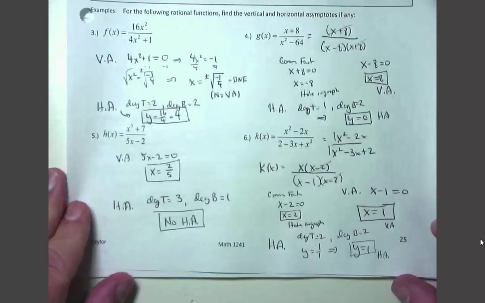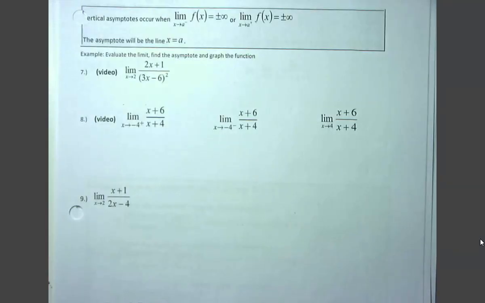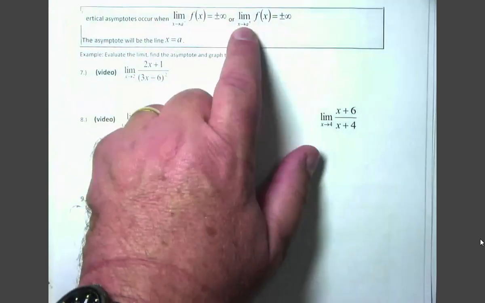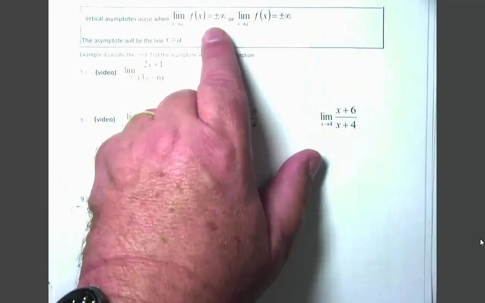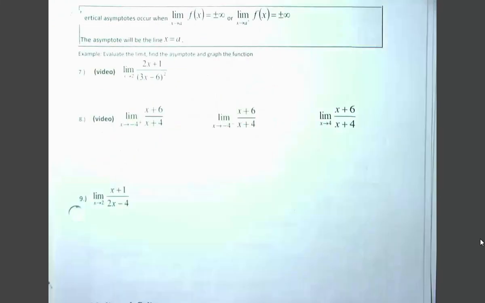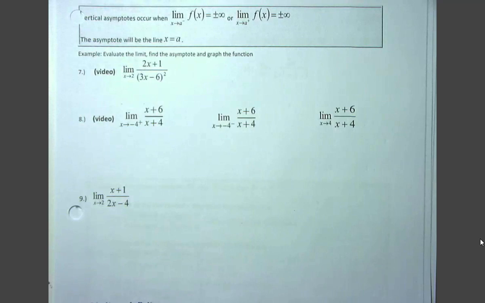But this is all algebra review. Let's go back and look at it from a limit perspective. From a limit perspective, the vertical asymptote occurs when the limit as x approaches a of f of x is equal to either plus or minus infinity, or the limit as x approaches a from the plus side of f of x equals plus or minus infinity. As I do one of these one-sided limits to a, I'm either going to blow up or blow down. Again, I'm either going to get infinity or negative infinity, which is now a legal answer to have.